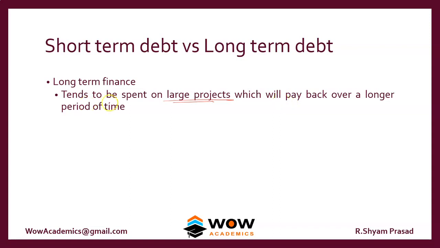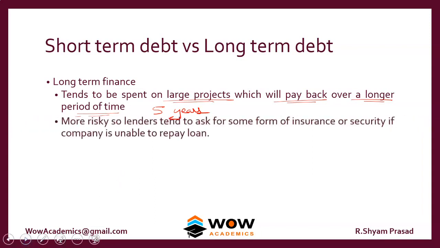It tends to be spent on large projects which will pay back over a longer period of time. For example, if it takes like 5 years to construct and make money with the factory, then the company goes for longer term debt finance. But this is more risky. The money will be repaid only in 5 years' time. So there is a high risk that the company might not pay or the company might fail.